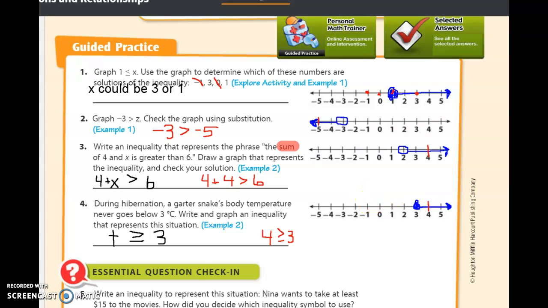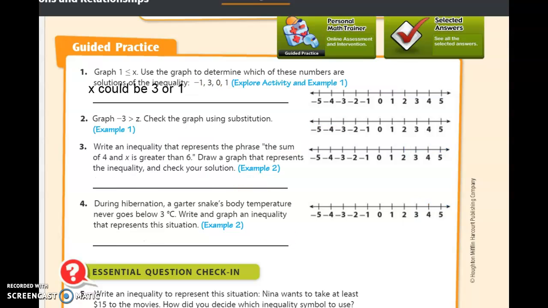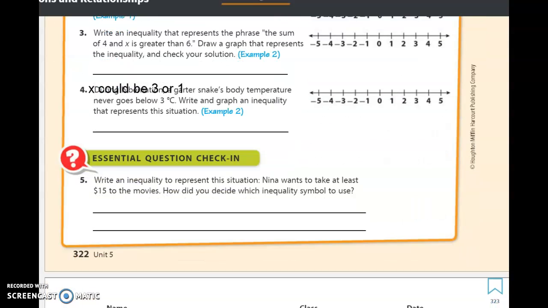All right, let's look at the bottom. It says, write an inequality to represent this situation. Nina wants to take at least $15 to the movies. How did you decide which inequality symbol to use? Well, at the beginning, again, when we looked at these words at least, that means she could take an amount or anything more than that amount, but not anything less than it.